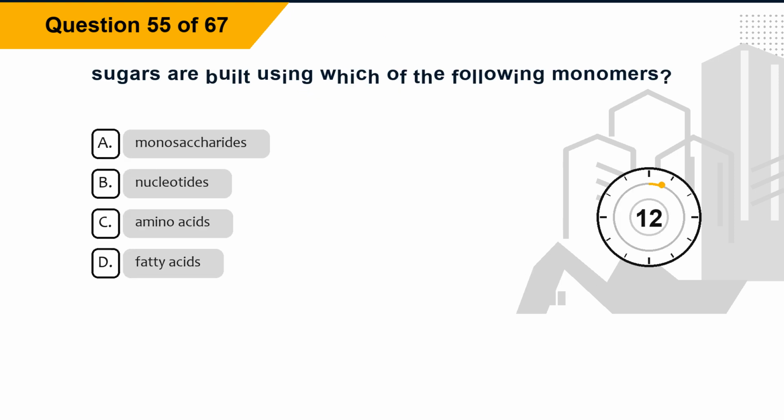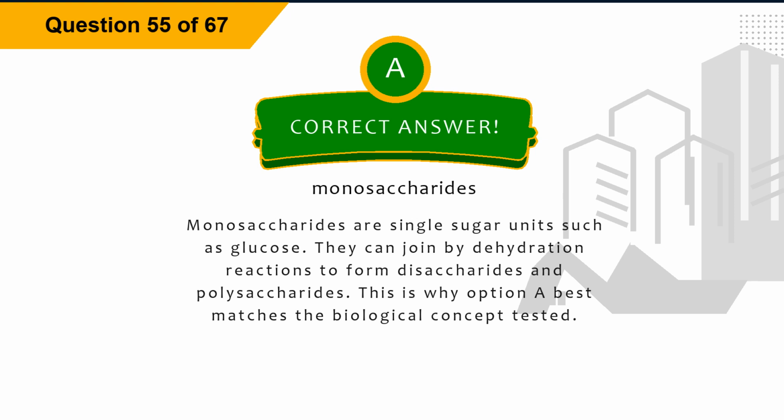Question 55. Sugars are built using which of the following monomers? Option A. Monosaccharides. Option B. Nucleotides. Option C. Amino acids. Option D. Fatty acids. The correct answer is option A, monosaccharides. Explanation. Monosaccharides are single sugar units such as glucose. They can join by dehydration reactions to form disaccharides and polysaccharides. This is why option A best matches the biological concept tested.